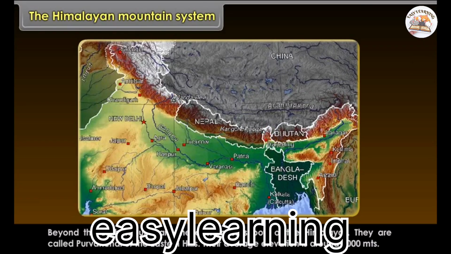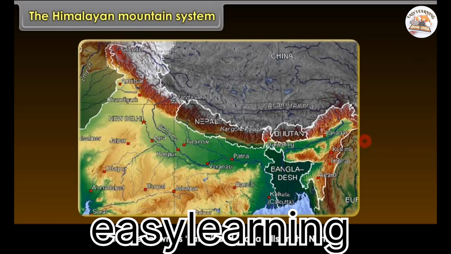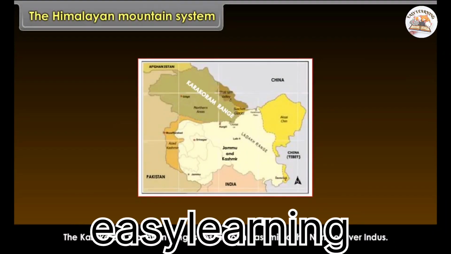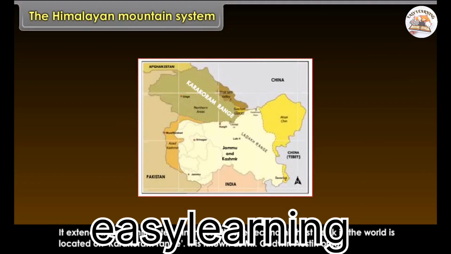Beyond the Brahmaputra are the eastern offshoots of the Himalayas. They are called Purvanchal or the eastern hills. Their average elevation is around 3000 meters. They are known as Patkai and Naga hills in the north. In Meghalaya, they are known as Garo, Khasi and Jaintia hills, while in the south they are known as Lushai and Mizo hills. The Karakoram mountain range lies in North Kashmir to the north of river Indus.